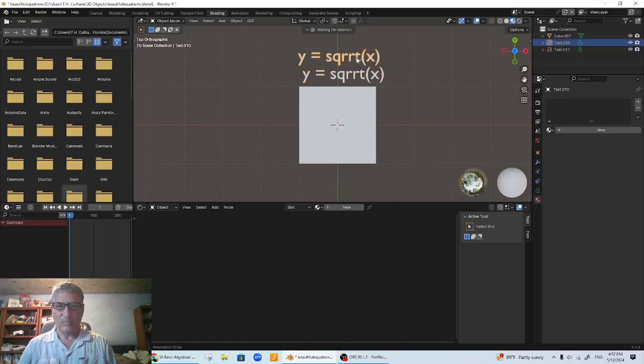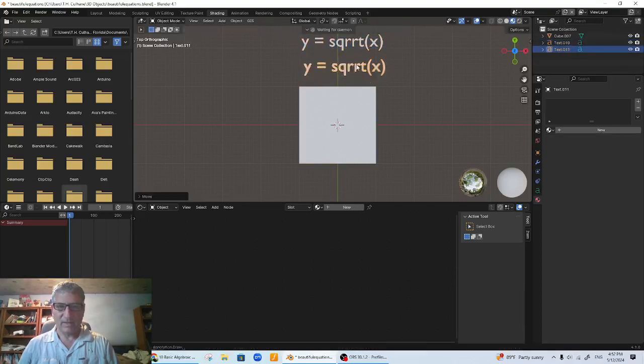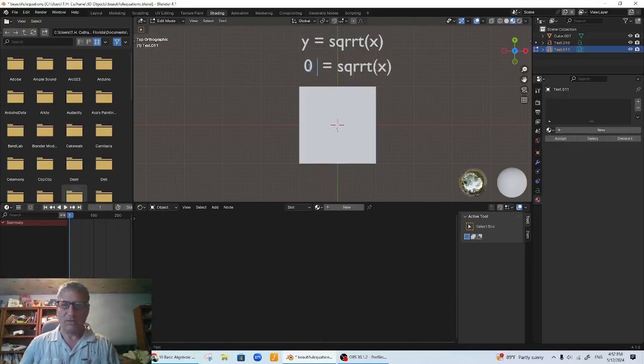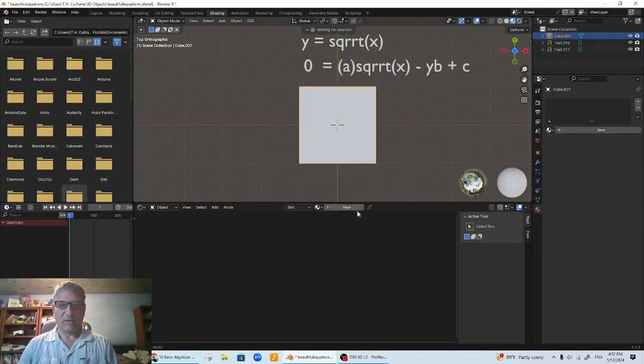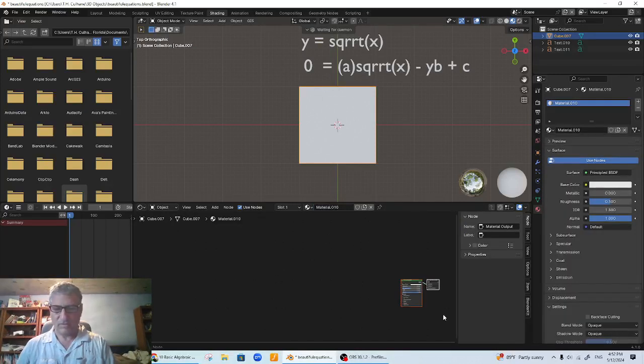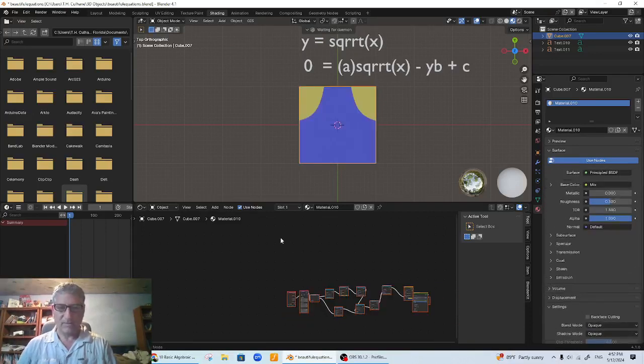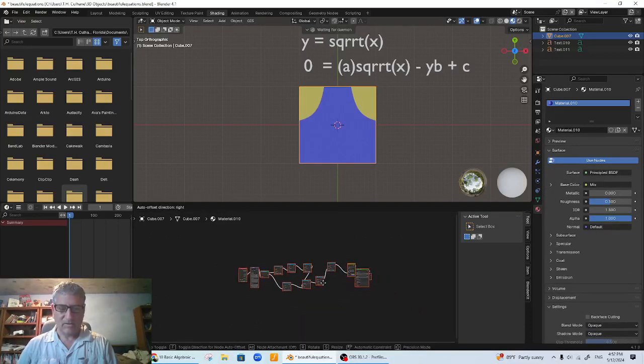I should always put one of these down here and then redraw it as 0 equals square root of x minus y, and then if I'm being honest with myself, it has to be square root of x minus by plus c. That is the real way to do it. And now for our graph. Did I not do anything here? I'm going to get rid of these and paste these in and zoom in on them.